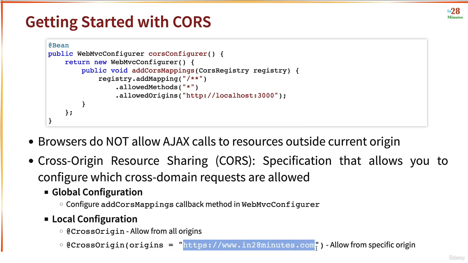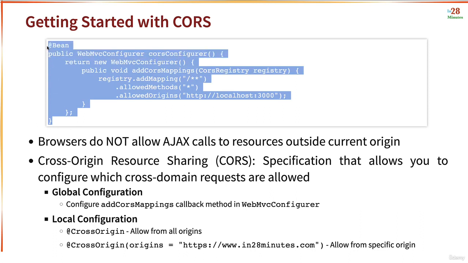In this step, we looked at CORS, cross-origin resource sharing. This is a specification that allows you to configure which cross-domain requests are allowed. There is global configuration, which you can configure for all controllers and all resource methods in one place. And there is local configuration where you can go to each request method or each REST controller and configure a specific cross origin.